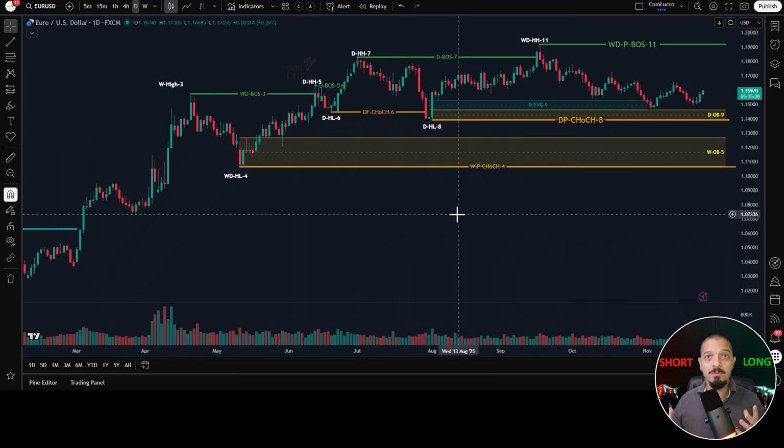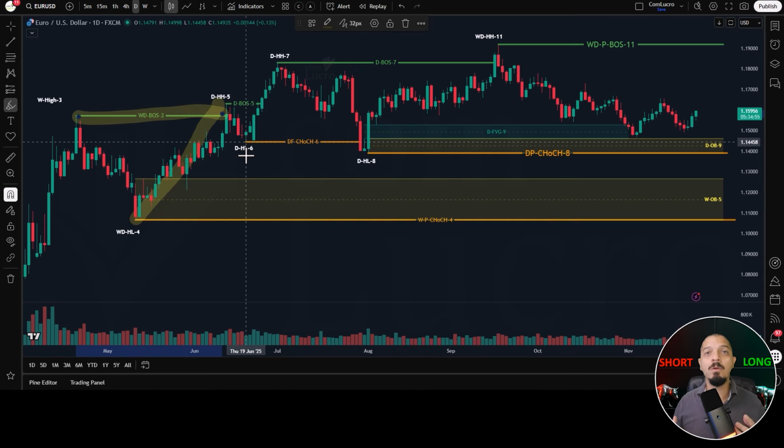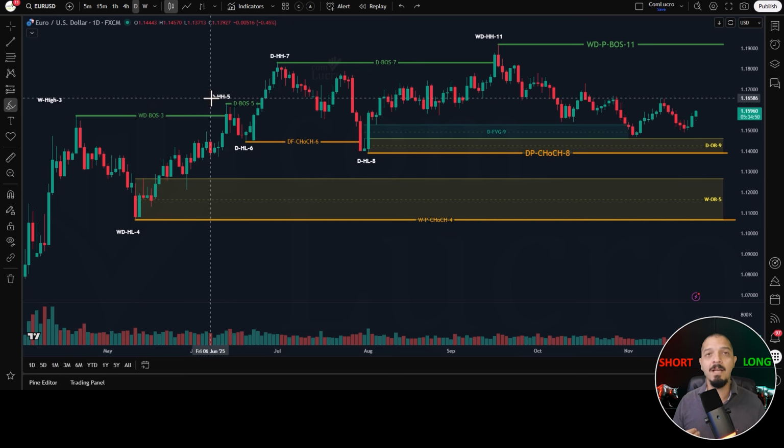On the daily time frame, the movement starts at weekly daily higher low 4. From here, the market begins a new bullish leg. Price pushes upward, breaks through the level identified earlier as weekly daily break of structure 3, and continues rising until it forms daily higher high 5. At this point, we also mark daily break of structure 5, which will confirm this bullish leg if price pushes beyond it again in the future.